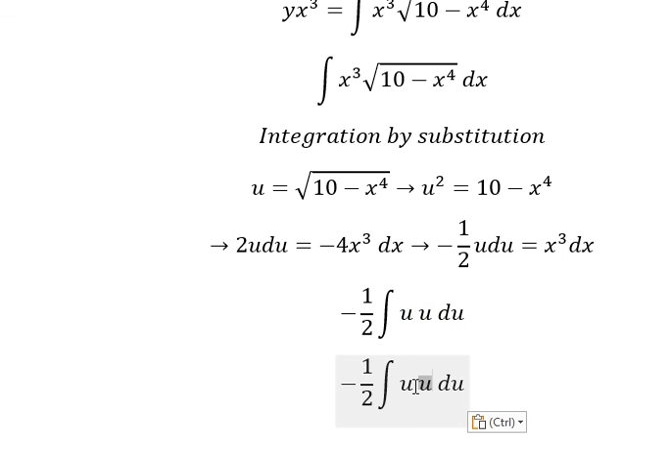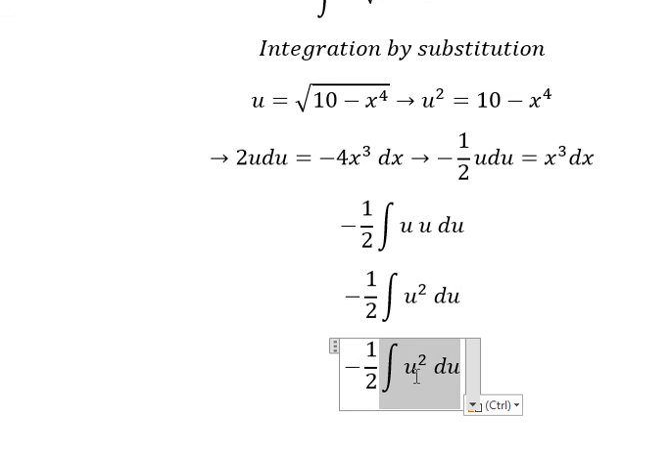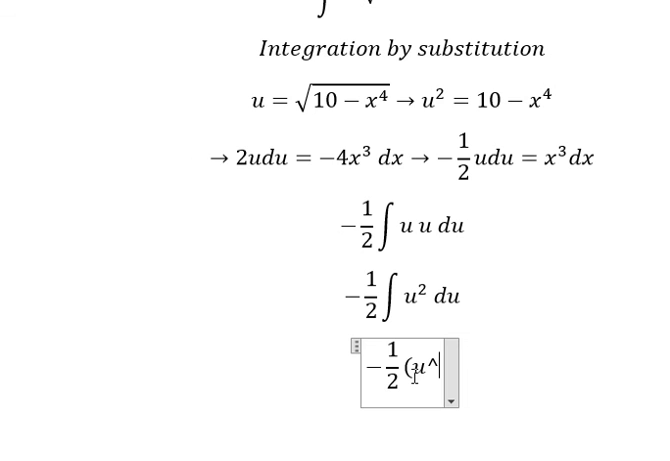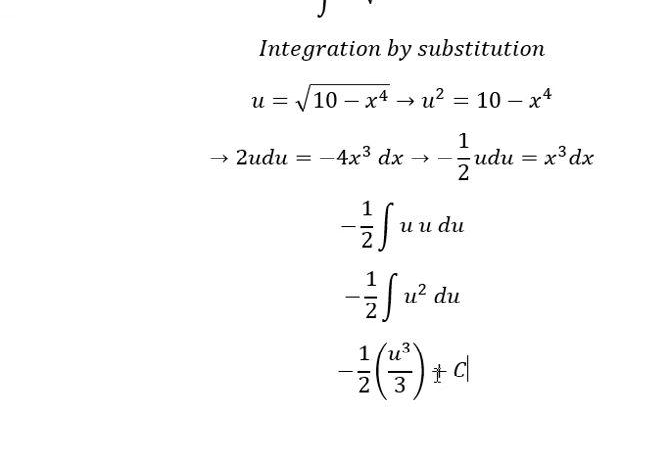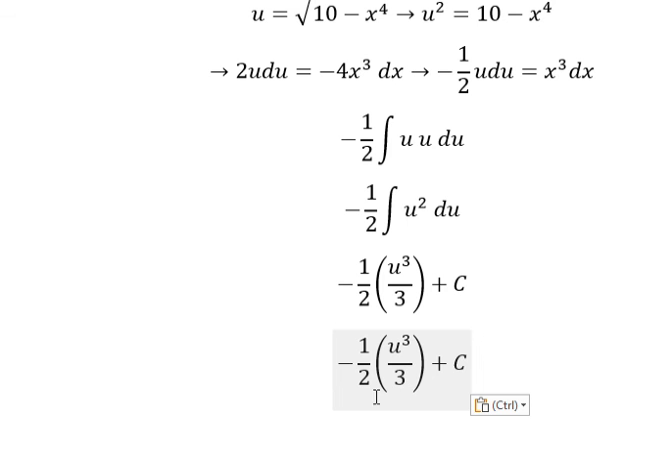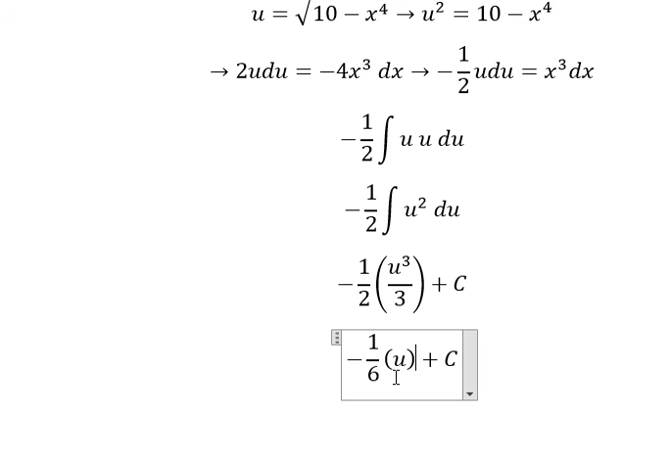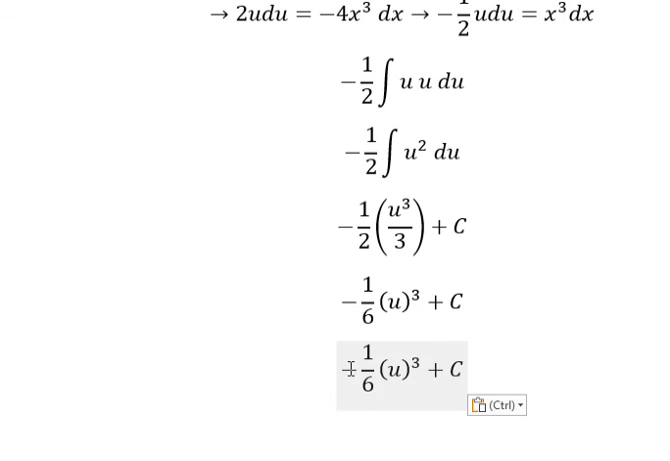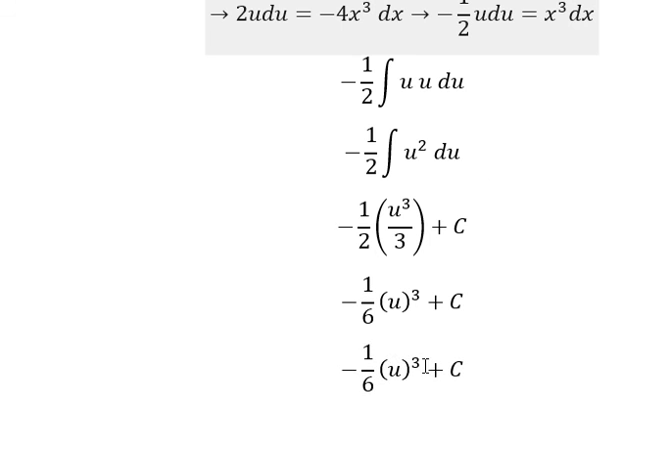u and u, we have u square. The integration of u square, we have u to the power of 3 over 3, and I will put c. Number 2 and number 3, we have 1 over 6. About u, that is this one.